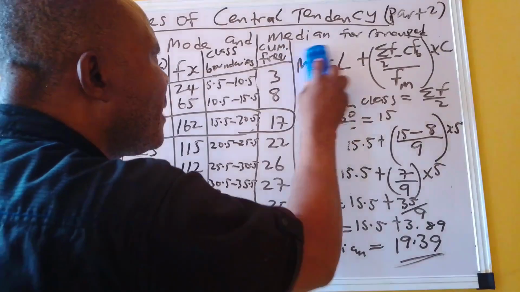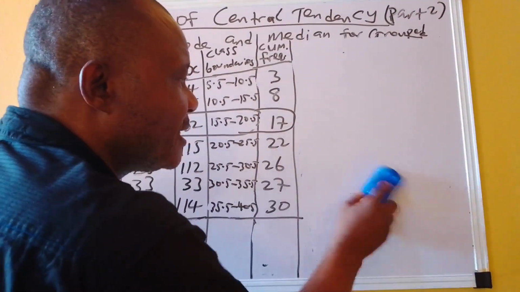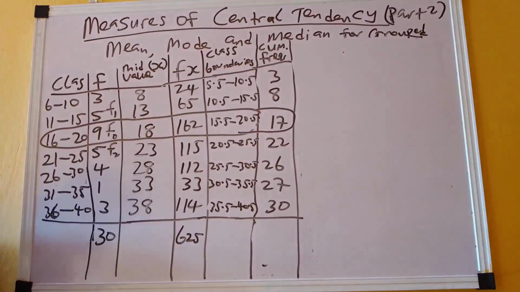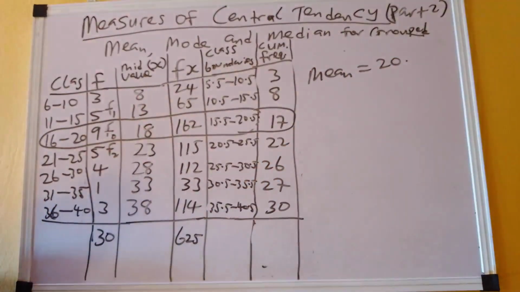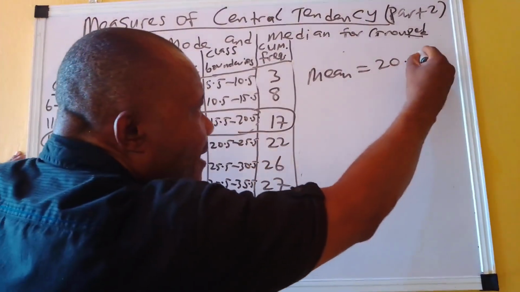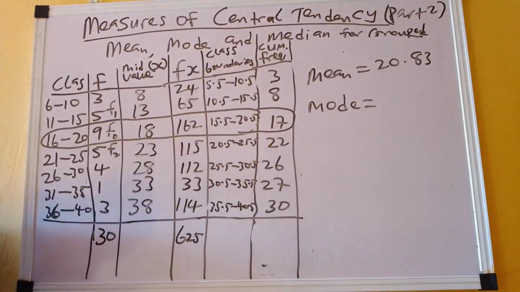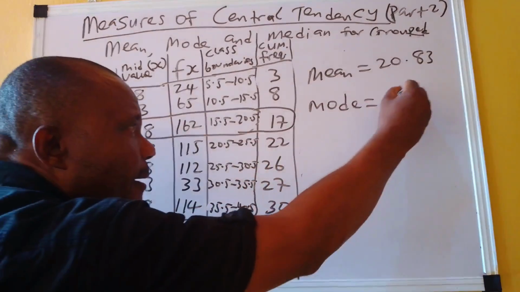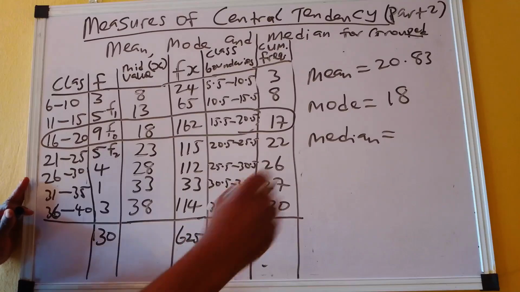Now let me write the summary of the results from this data set, this grouped data. Our mean is equal to 20.83. Our mode is equal to 18, and our median is equal to 19.39.